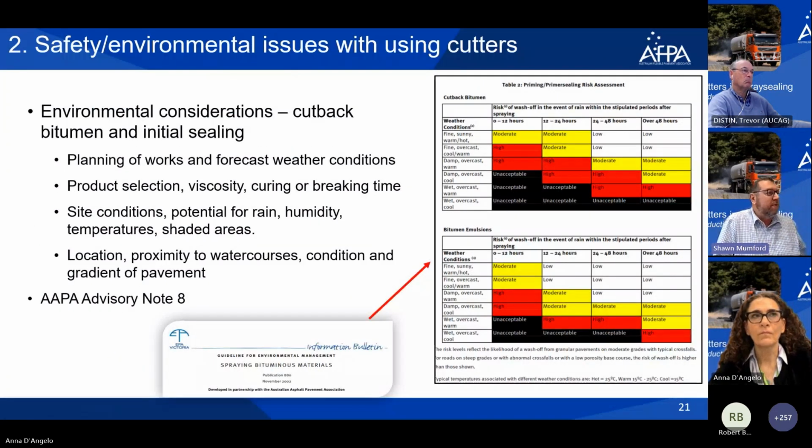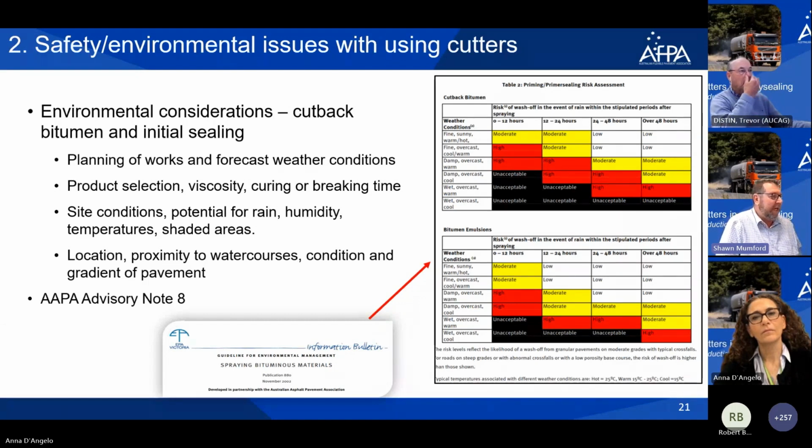Some other environmental considerations with working with cutback bitumens, and particularly with primes or initial seals. The planning of the works, forecasting around weather conditions, probably a bit similar to what Robert was saying just a little bit earlier, really having a good understanding of the site conditions, the product that you're selecting, the viscosity, curing or breaking time of those products, potential for rain, humidity, temperatures, shaded areas, location and proximity to water courses, condition of the gradient and pavement.